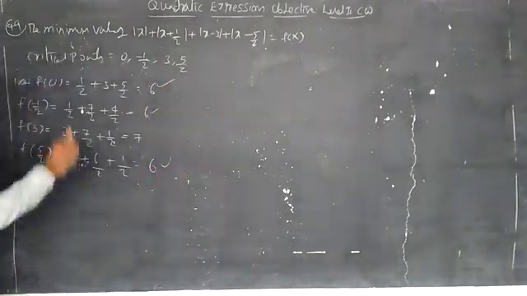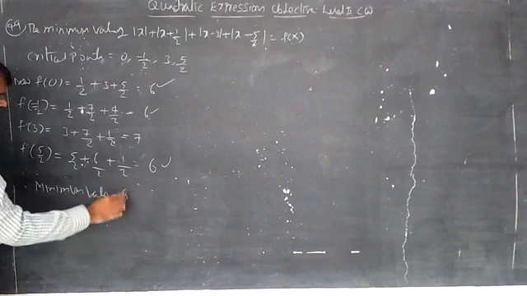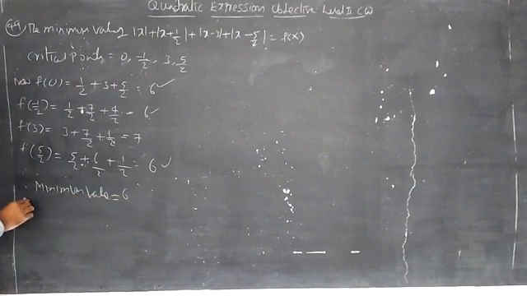Anything you can take, we got 3 times. Maximum value is 0. Minimum value is equal to 6.